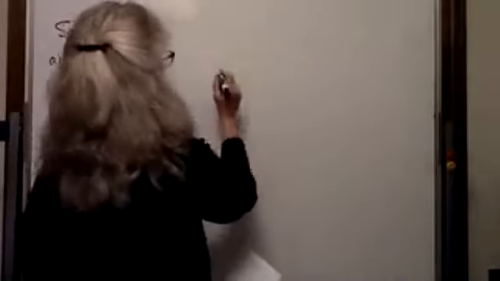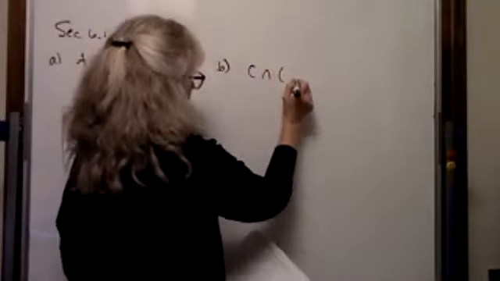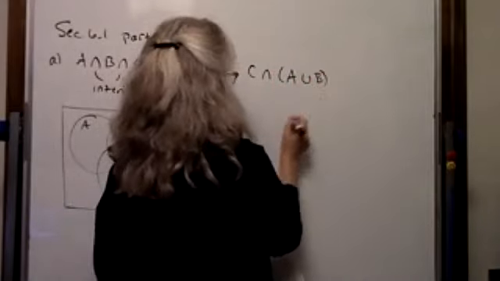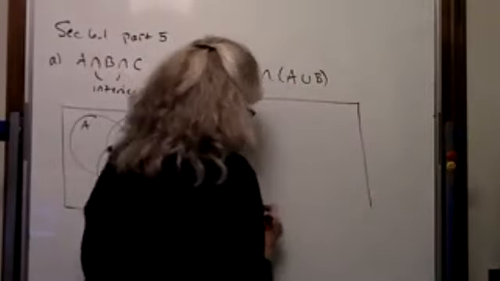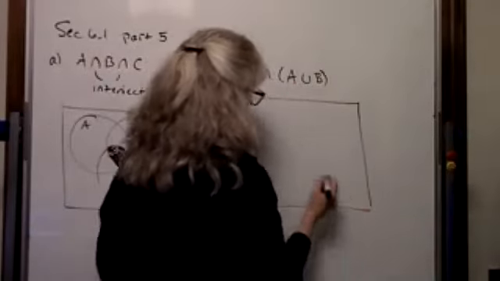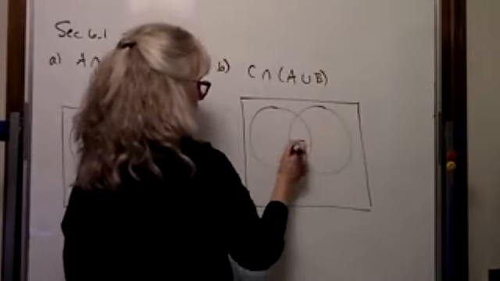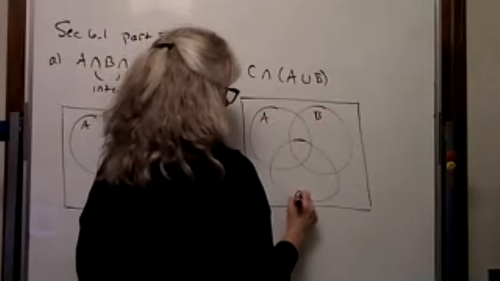Part B asks us for C intersect A union B. For the first time, we're seeing a set of parentheses, which does imply an order. So we're going to come in and do A union B first. Then we'll take that answer and intersect it with C. There's A, there's B, there's C.